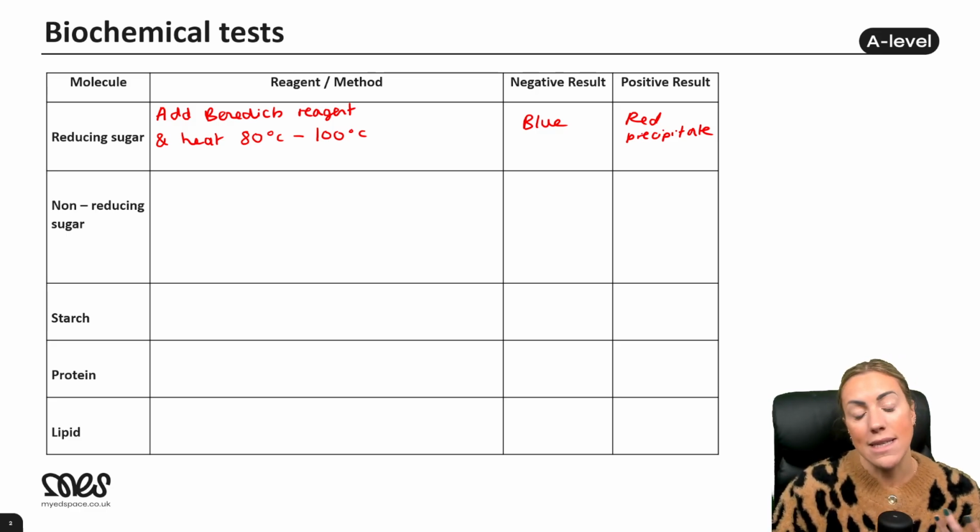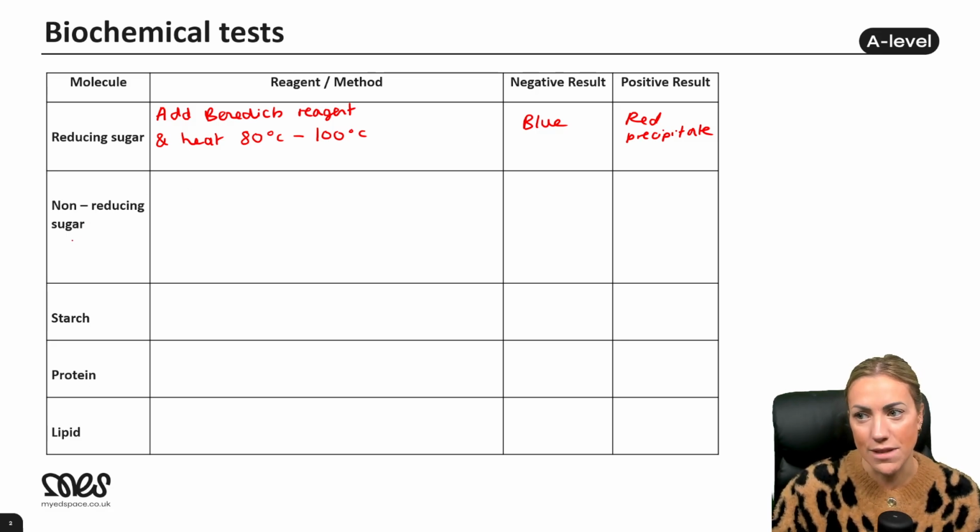And some mark schemes do give you credit just for giving the colour, just for saying it goes red, it goes orange, it goes yellow. But the best way to guarantee the mark is to say actually it forms a red precipitate, because that word precipitate may be necessary to get the mark for the positive results.